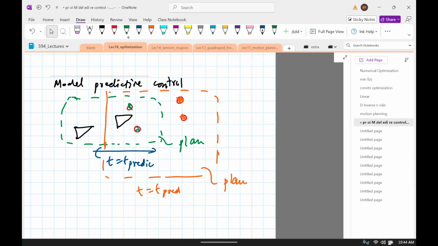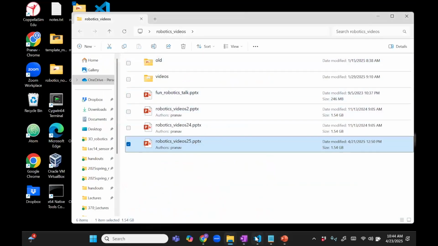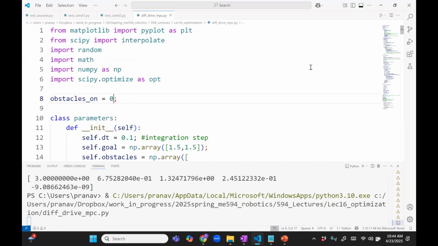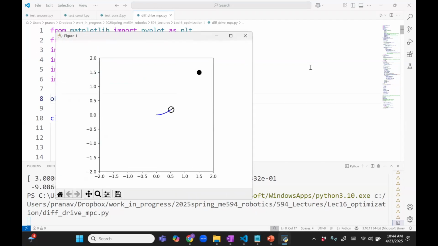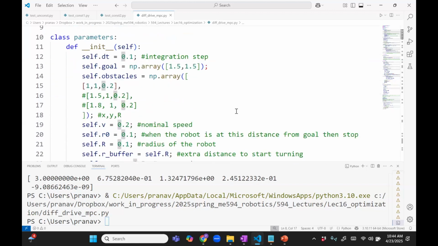I'm going to quickly show you code, and we should be done. This is code which does differential drive car motion planning. I'm going to run this without obstacles. To make life easy, remember that I did this in motion planning: there are two inputs, velocity and angular speed. Just to make my life easy, I put velocity equal to a constant value, and made only the angular velocity the optimization variable.